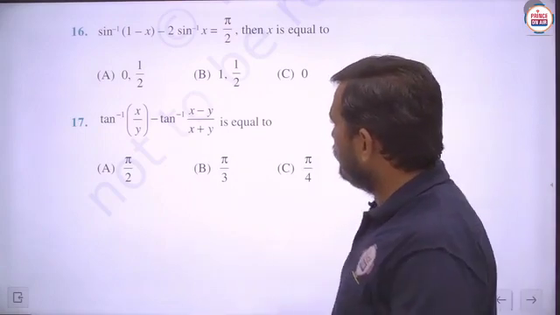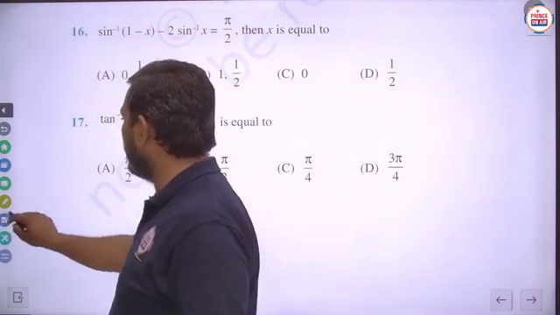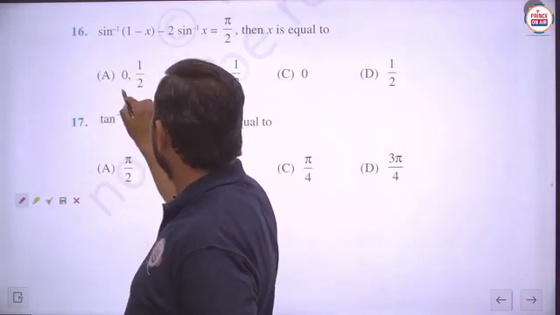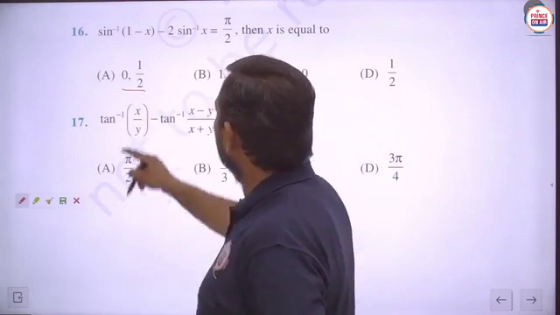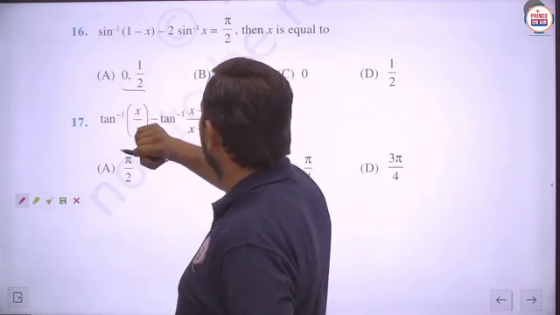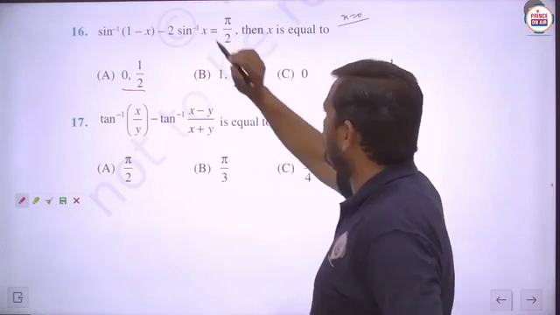So here suppose the first option is to be checked. This option should satisfy this given condition or not. So for 0, suppose 0 is provided here, then we will check whether the condition x equal to 0 is satisfied with this or not.